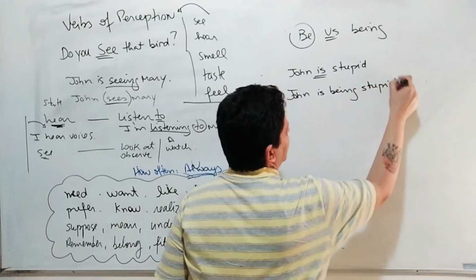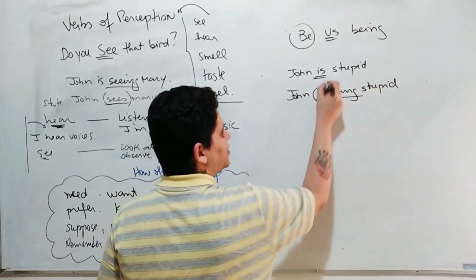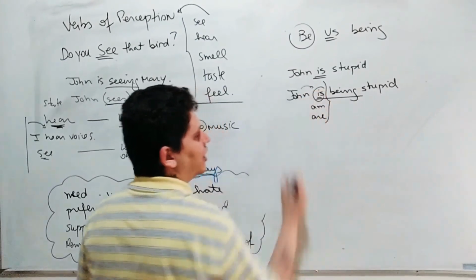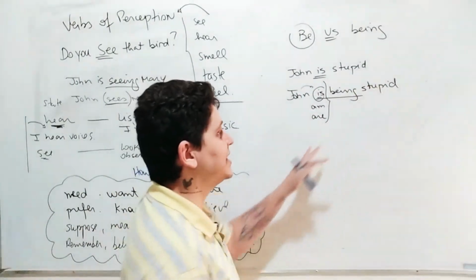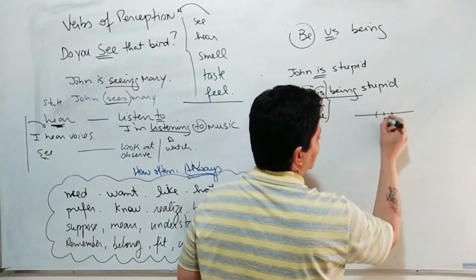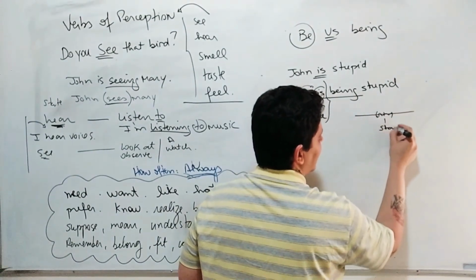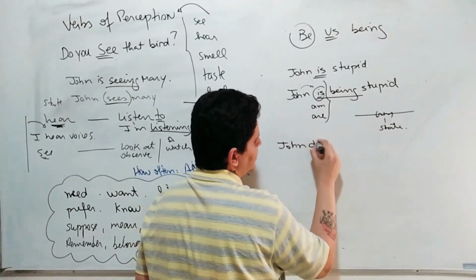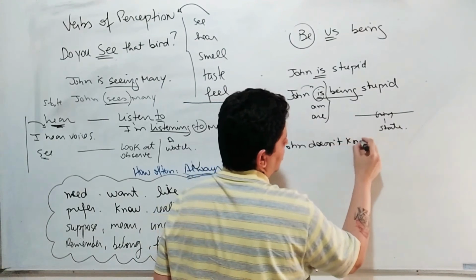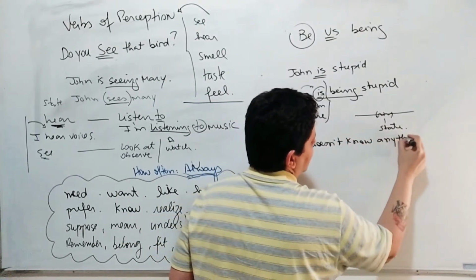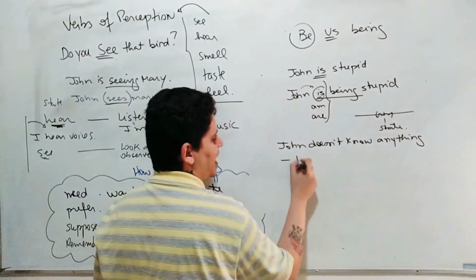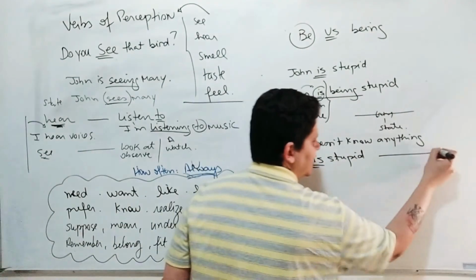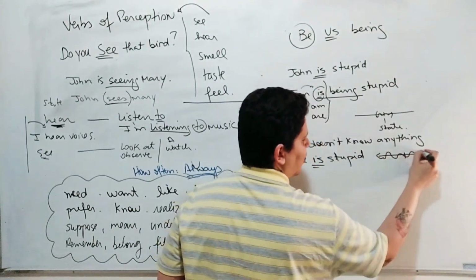So in this case, I would say, John is being stupid. This is possible. Okay, is being. So you conjugate verb to be, is, am, or are. We know that here it is because of John plus being. And in this case, you are just talking about a temporary state. A temporary state. So, John doesn't know anything. So, in this case, we will say he is stupid. He is stupid because he doesn't know anything.